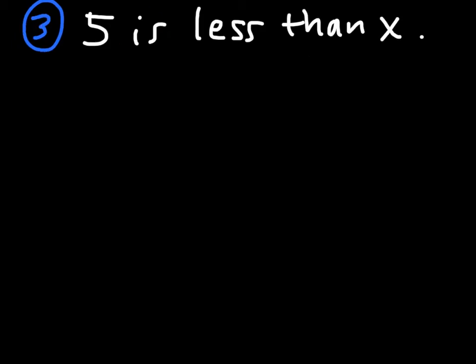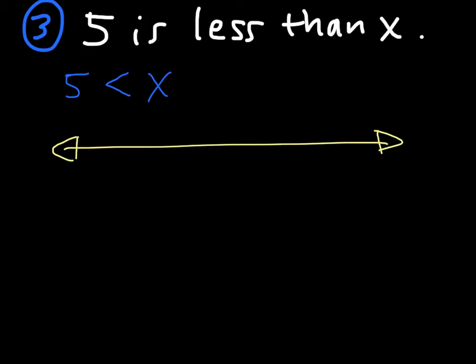Number 3 says 5 is less than x. This time we're giving it in words, so let's write it out using our notation. We have 5 is less than x. Then we want to graph this, so we draw a number line and put our 0 and our 5 in there. This is just less than, no equal to, so we're just going to have an open dot. This one is a little bit tricky because it says 5 is less than x, so what we're looking to shade is our x.